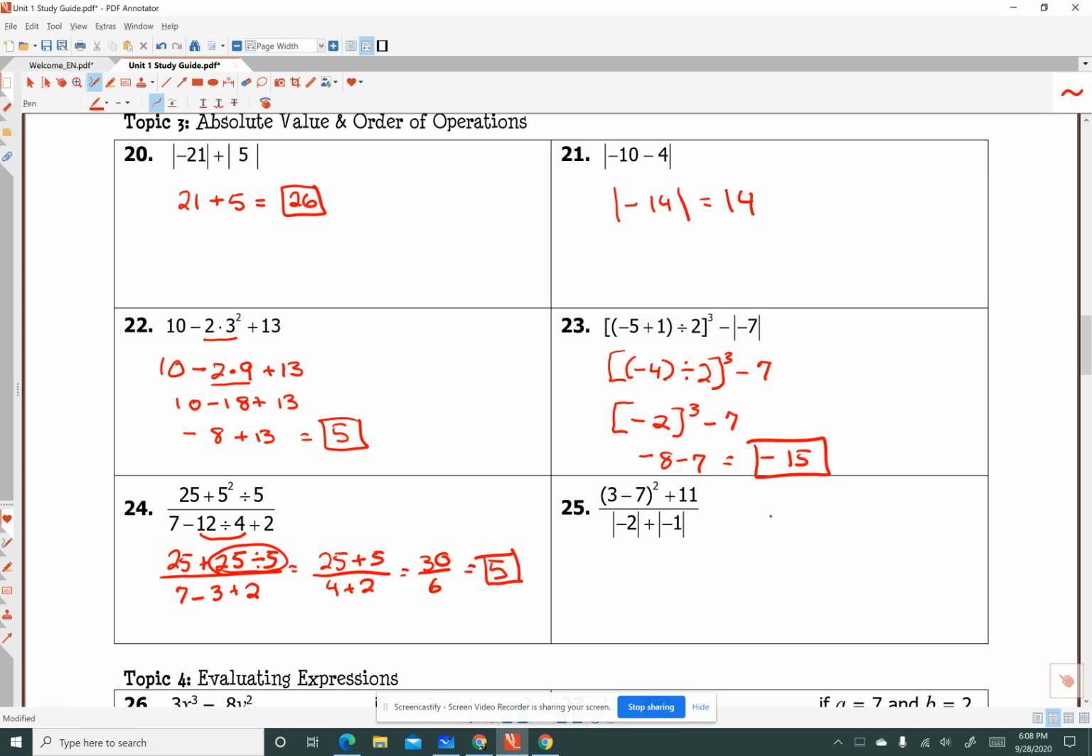Next one, we have, let's see, 3 minus 7. So we have negative 4 squared plus 11 divided by the absolute value of negative 2 is 2 plus the absolute value of negative 1, which is 1. So 4 squared is 4 times 4, so 16 plus 11 over 3, which equals 27 over 3, which simplifies to 9. Well, let's move on.